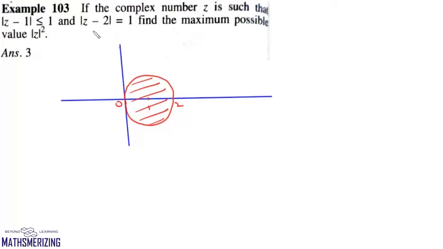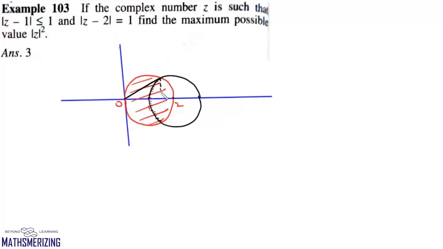Now the second one is mod z minus 2 equals 1. So this again is a circle with center at 2 and radius equal to 1 unit. So all the complex numbers which satisfy both these conditions are this portion of the second circle which lies inside or on the first circle. Now we know that the maximum value of mod z will occur at this point. So this is the maximum value of mod z.